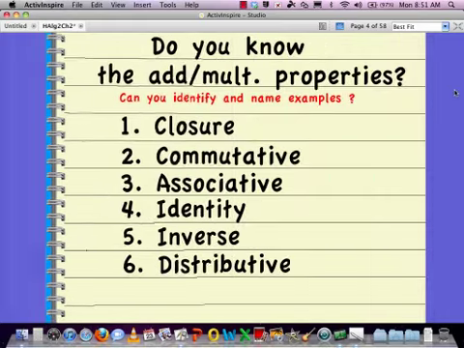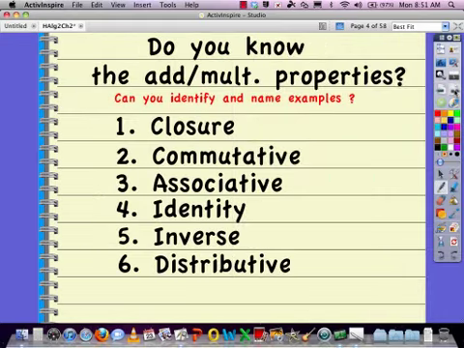Also, along with that, do you know the addition and multiplication properties? Again, can you identify them and name the different examples, show different examples, whether it's using numbers, variables, or a combination of both? So, do you know the closure property? That's one probably that's most vague because previous teachers maybe didn't call it that, but we can discuss it during class if there's an issue.